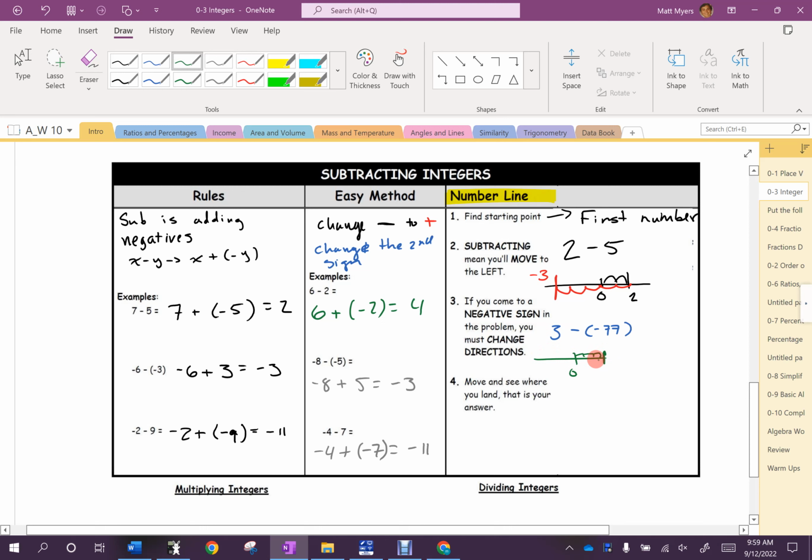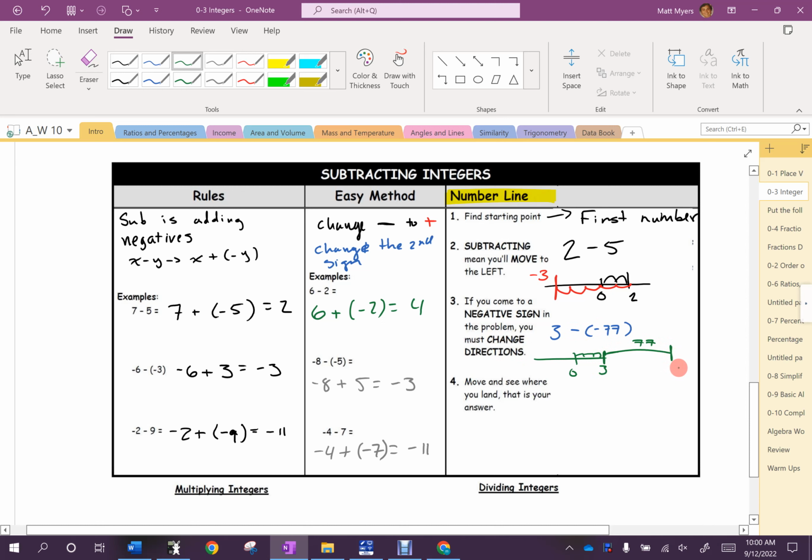Now, subtraction means I'm supposed to go left, right? Yeah. Subtraction means I'm supposed to go left, correct? But when I go left, I hit a negative sign at 77. So what do I do? I change directions. So I actually go 77 this way. I was at 3, then I moved 77, so what do I get? Oh man, 77 plus 3.